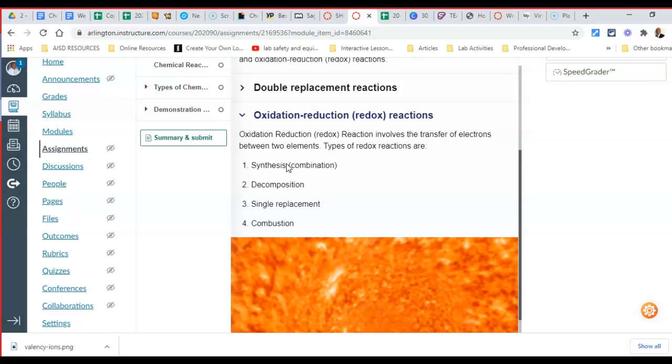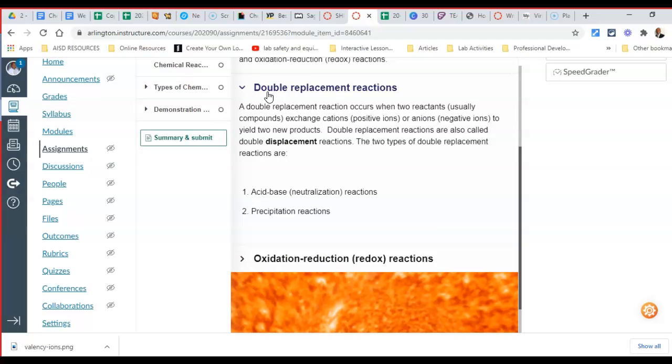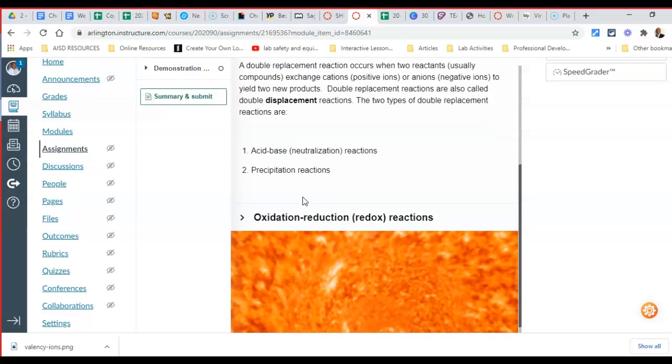Later, I will explain what redox reactions are. But for now, I want you to know the 4 types of redox reactions and the 2 types of double replacement reactions. Later, we're going to look at each of those reactions and see how to identify them, what is unique, or their characteristics in terms of how they behave, the reactants and the products and so on.